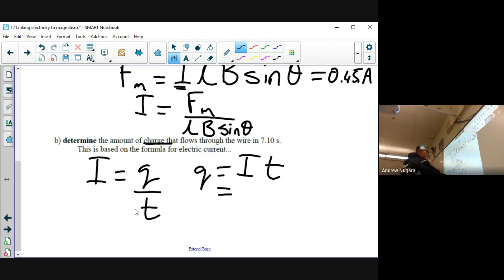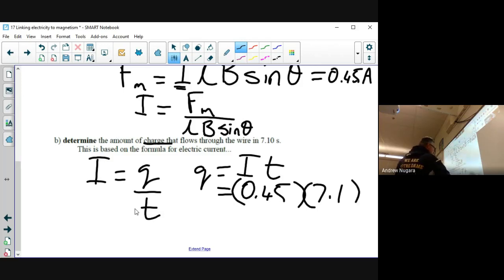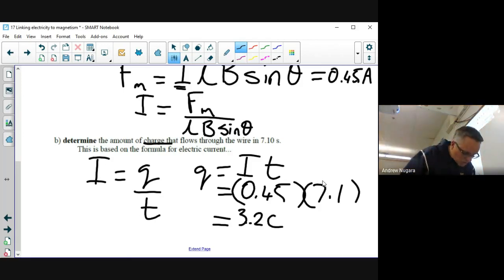I is 0.45, T is 7.1 seconds. We get the answer, which turns out to be 3.2 coulombs. That's a lot of charge. Okay. Good. So that's one of the formulas.